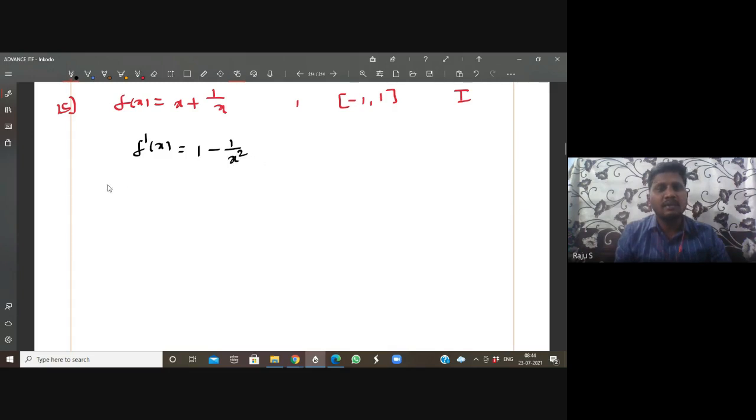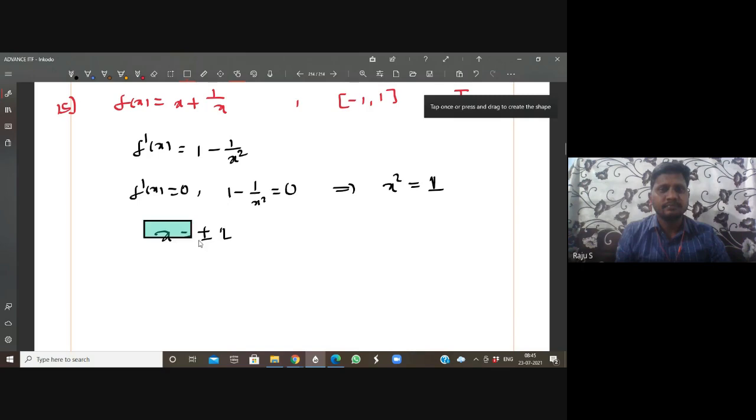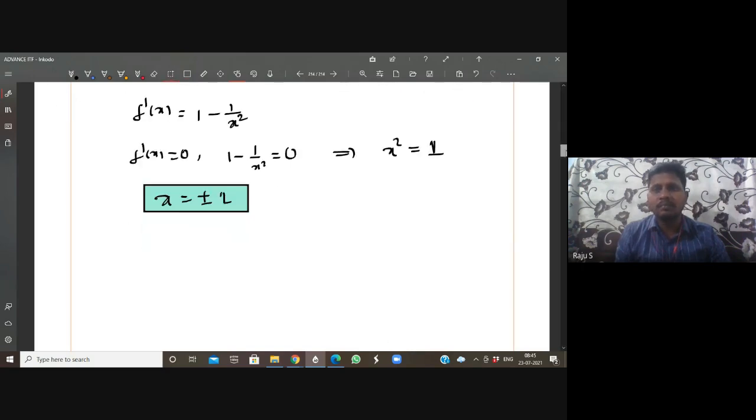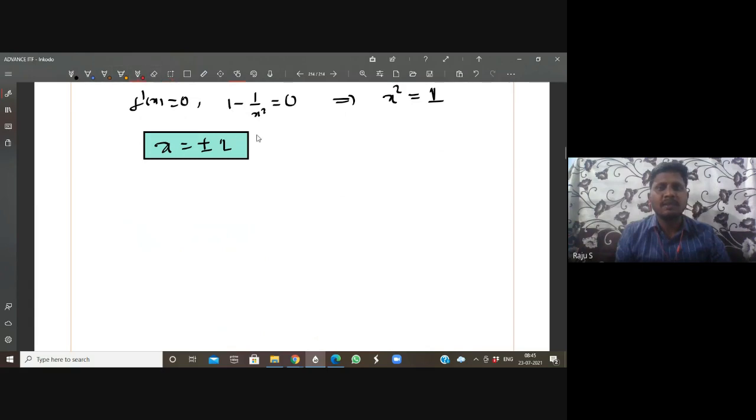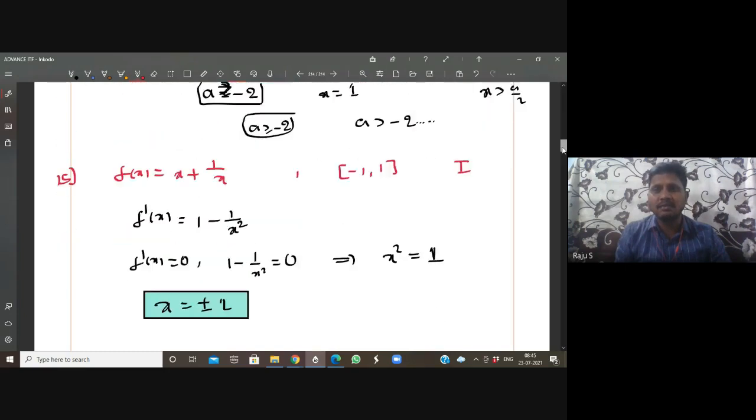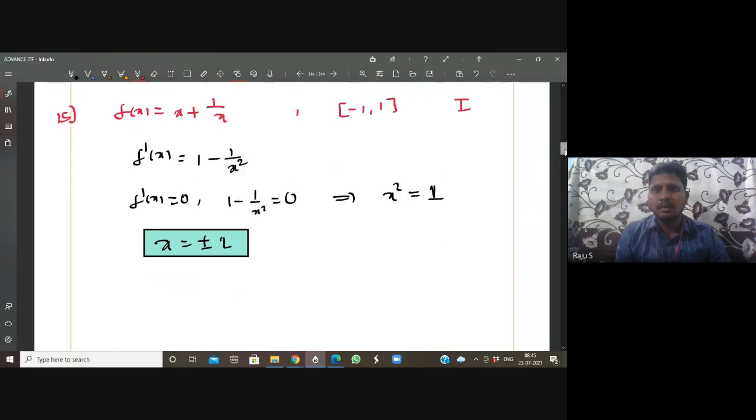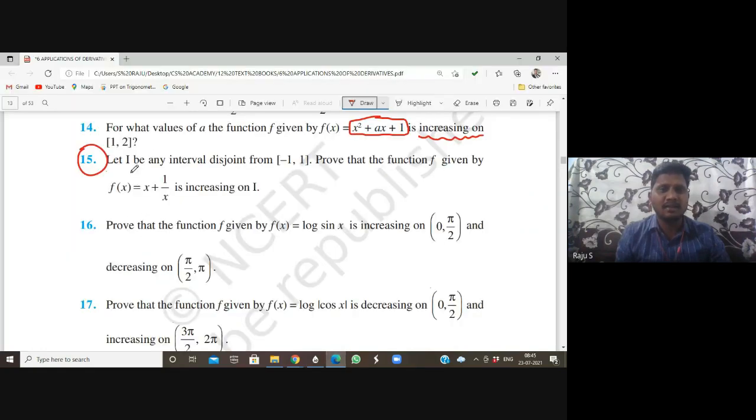After finding f dash of x, to find the critical values we equate f dash of x to 0. So 1 minus 1 by x square is equal to 0, which implies x square is equal to 1. So x is equal to plus or minus 1. What do you observe here? Plus or minus 1 clearly belongs to the given interval, but we have to consider other than this interval. In the question they mention clearly: I is any interval disjoint from this interval.